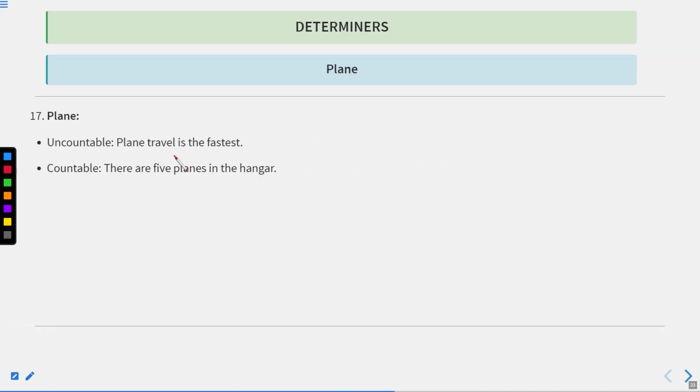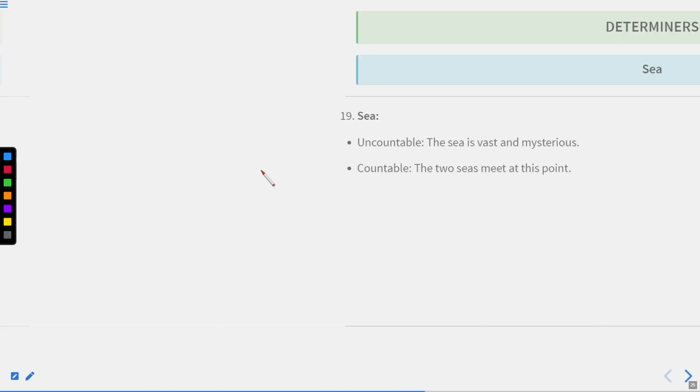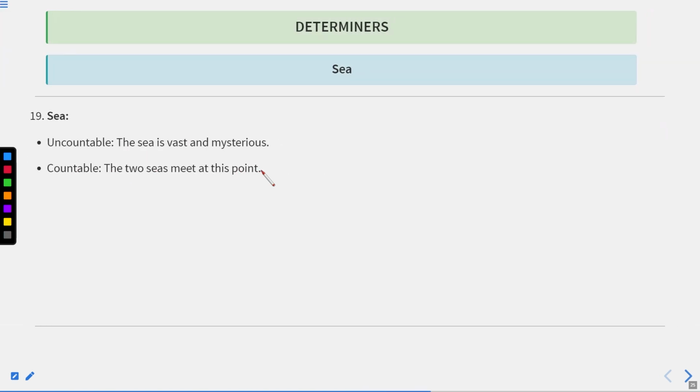Plane travel is the fastest. This is the type of traveling. And there are five planes in the hangar. Hangar means a place where aeroplanes are kept. Okay. Train travel can be scenic. We took two trains to get there. So any means of transport can be used in this manner.